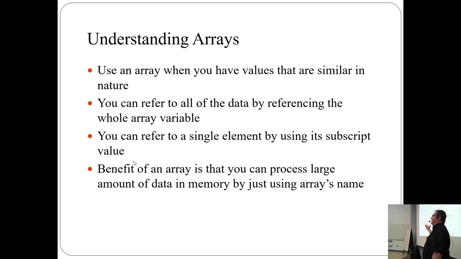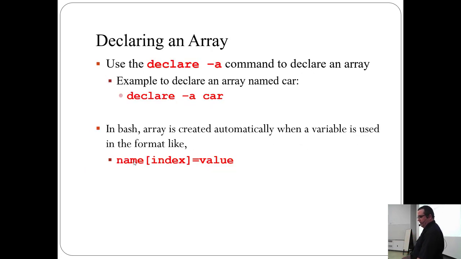So when do you use an array? When you have values that are similar in nature, just like you would in Java. You can refer to all the data by referring to the entire array variable. You use the subscript to access a specific part. And you can process large amounts of data by accessing the variable in memory.